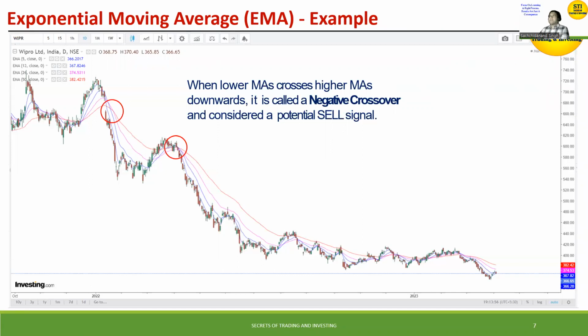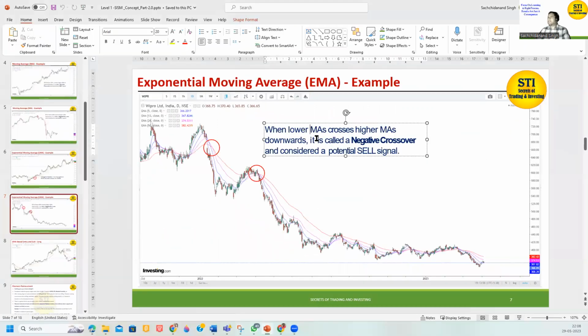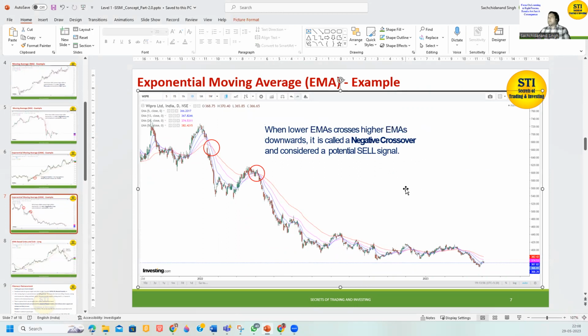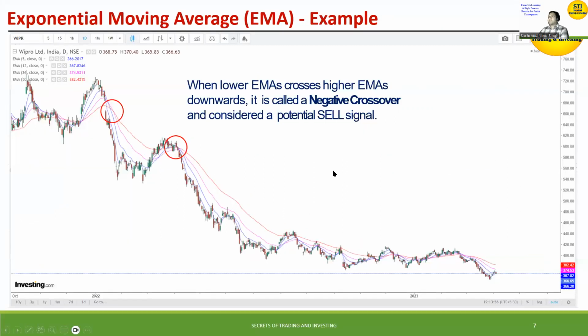where a lower EMA crosses the higher EMA. The label here is a typo error; it should be EMA. So wherever a lower EMA crosses the higher EMA, that is called a negative crossover, and it potentially gives a sell signal.